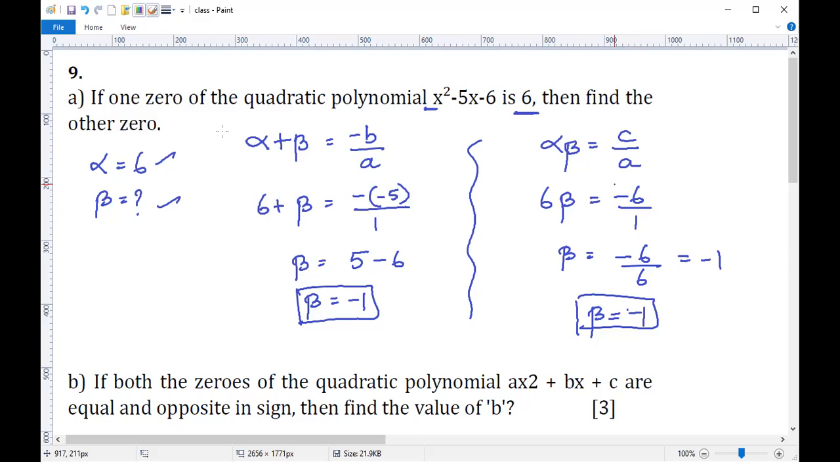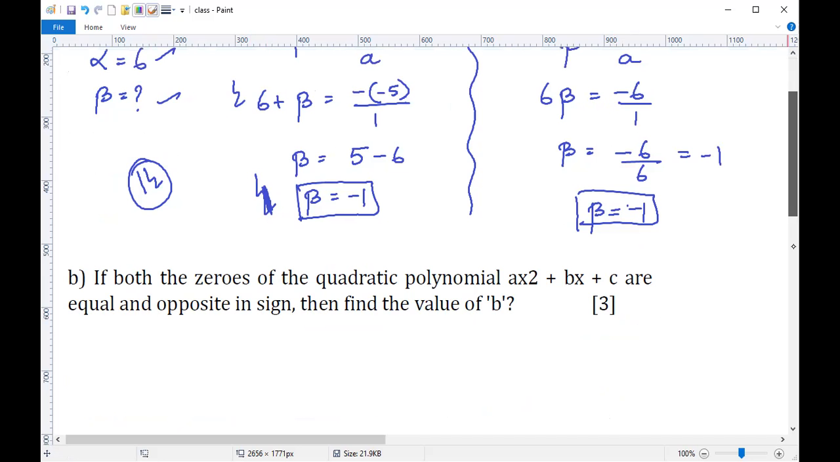So for the formula, you will get half a mark. For substitution, you will get half a mark. And for finally finding out the answer of beta as minus 1, you get 1 mark. Okay? So totally 1.5 marks for this subdivision. This is question number 9A. It's a 3-mark question, the 9th question. For that, the first subdivision carries 1.5 marks.